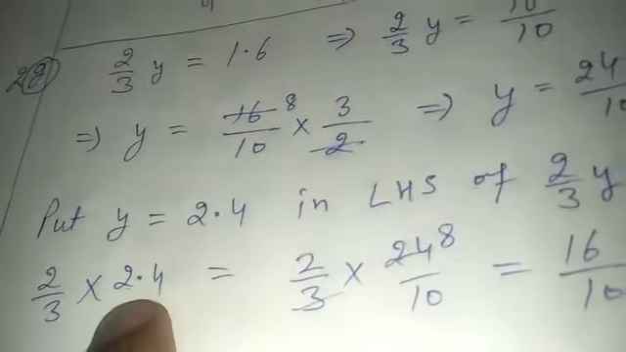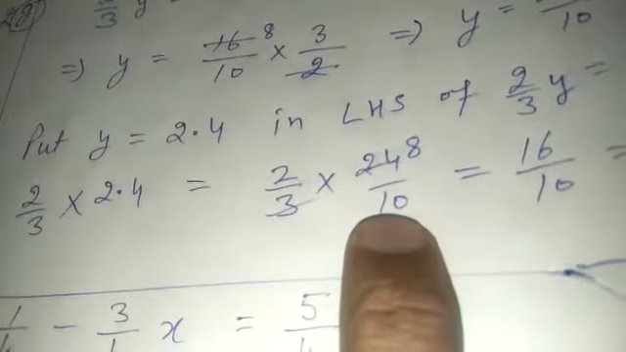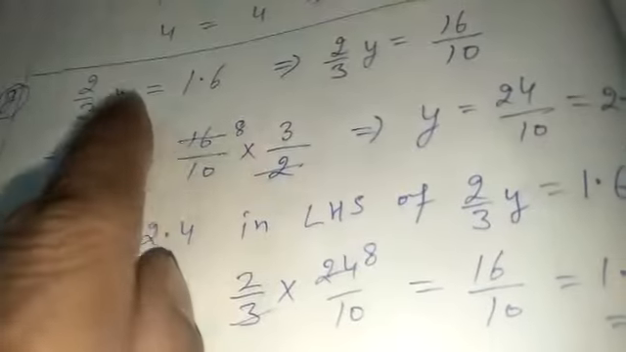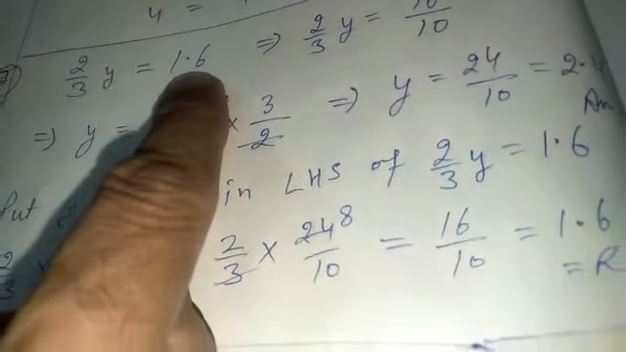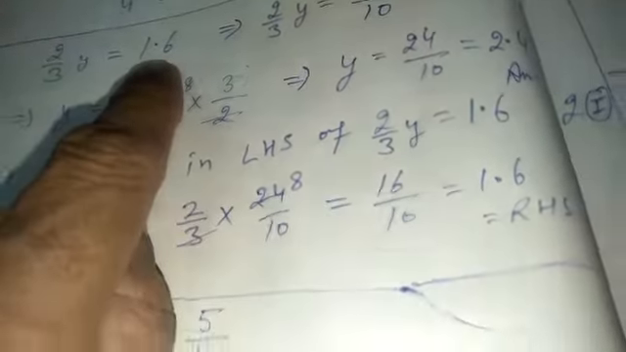So we will get 2 by 3 into 2.4. That is 2 by 3 into 24 by 10. Remove the decimal. We will get 3 8s are 24, then 2 8s are 16 by 10, and it will be 1.6. The same as what I have given. So the left hand side is equal to the right hand side. When we put the value of y in the left hand side, we get the right hand side, that is 1.6. Now the next question, H part.